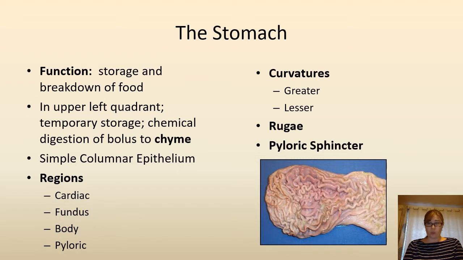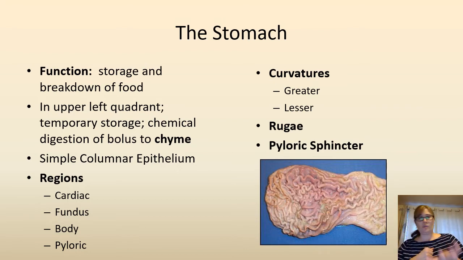The location of the stomach is the upper left quadrant of your abdomen, and it is meant to be a temporary storage. Within the stomach, there are lots of chemicals, and once food mixes with all of those chemicals, it turns into a mashed potato-like consistency. We call that chyme, C-H-Y-M-E. So we mixed it all together and made this very acidic chyme, and that chyme is what's going to move forward into the next part of the digestive system.